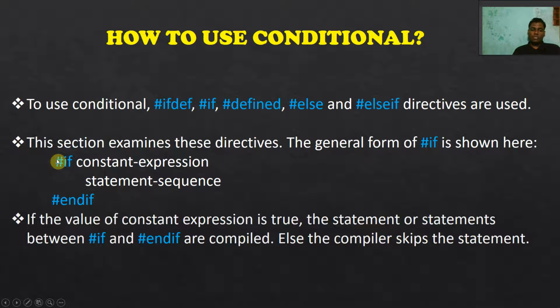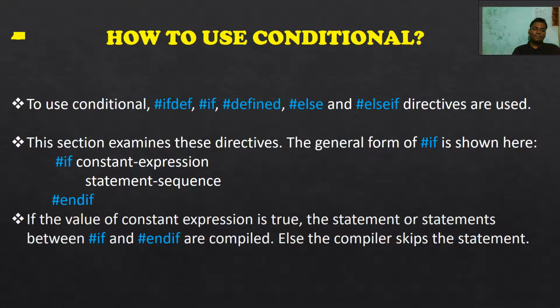If you give a condition and it is true, the code will execute, or if it's not true, the code will not execute. So you can use this type of preprocessor. When the value of the expression is true, the statements between #if and #endif are compiled. When not, they will not compile. So we can use these conditionals to compile something or not, depending on what the constant expression gives.